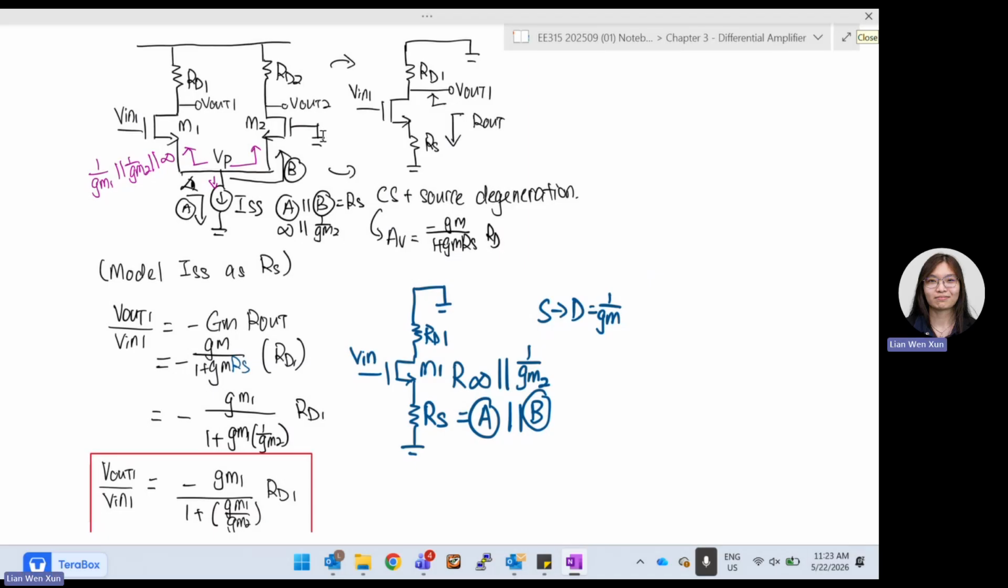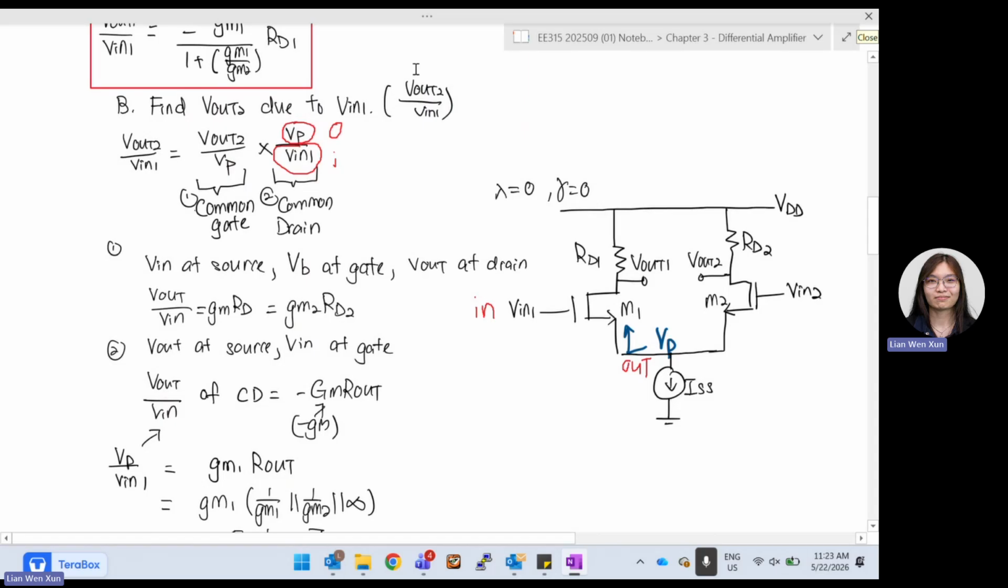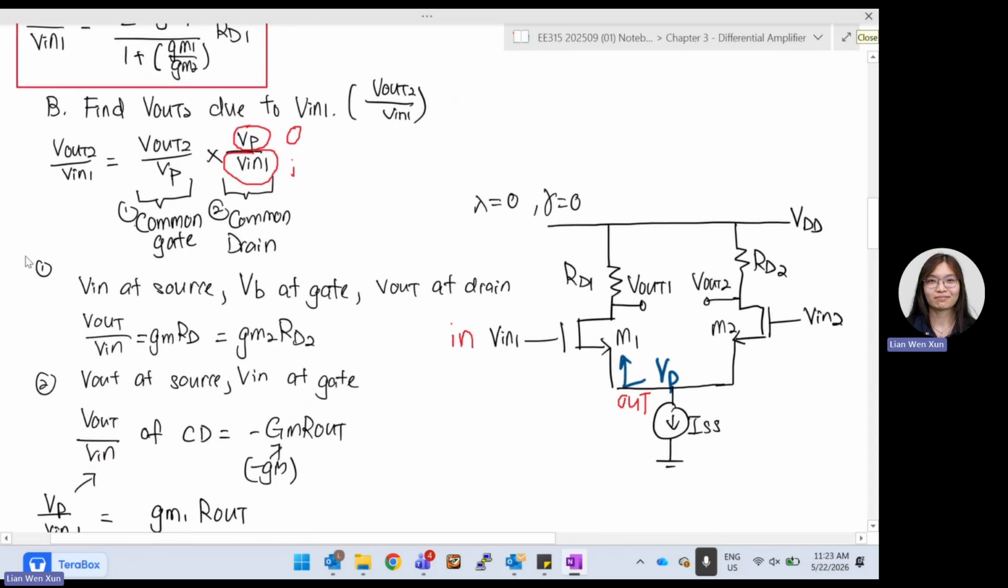This part, okay? We go to the next one. Find V out 2 due to V in 1. So V out 2 versus V in 1. Okay, you only need to know the first case first. Okay, V out 2 due to V in 1.